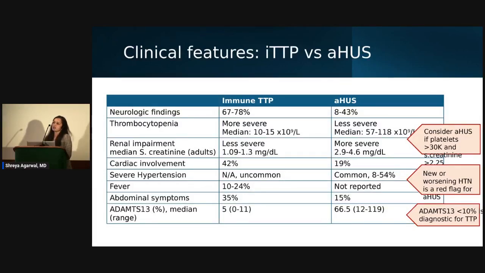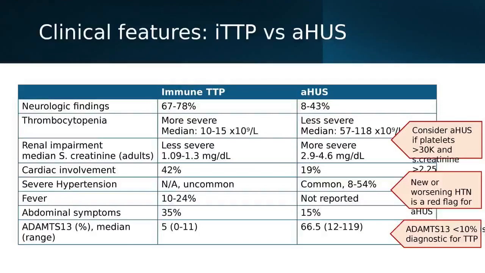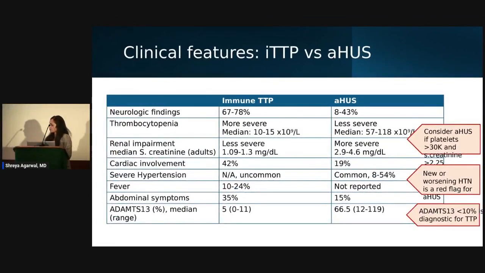Malignant hypertension is actually more commonly seen in adults, but malignant hypertension, again, is a red flag for atypical HUS, which is in contrast to immune TTP. There was a study done recently on malignant hypertension, and I think about 50% of those patients actually had some genetic defect in their complement pathway. So many of these patients do respond to complement inhibition, even though they may not have a diagnosis of atypical HUS right off the bat. And lastly, of course, ADAMTS13 less than 10% is diagnostic of immune TTP, but as we know, it is challenging to get it within a day.